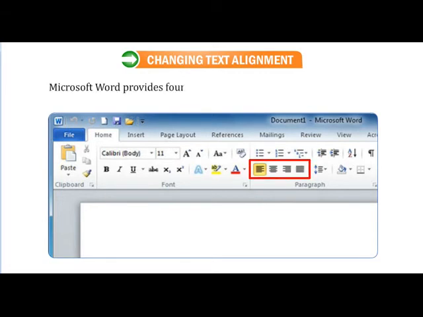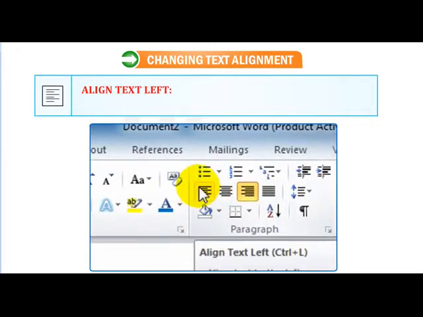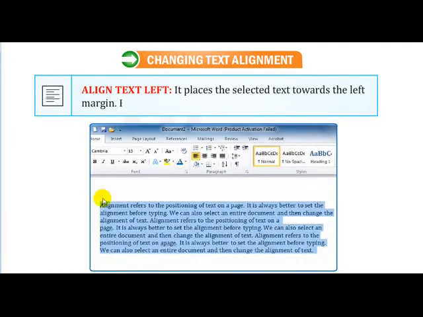Microsoft Word provides 4 types of alignments, which are as follows. Align text left. It places the selected text towards the left margin. By default, the text is always aligned to the left margin.